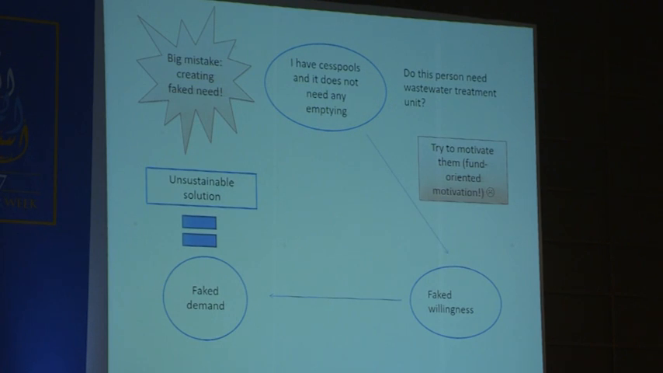In this example, I have cesspools that do not need any emptying. I don't need even the treated wastewater out of it. So there's no need, but the fund is for wastewater treatment, for example, in this area. So I'm trying to impose the need. I'm trying to create a need, and this is not a real need. So you will create fake willingness, and you will end up with fake demand, and this is an unsustainable solution.